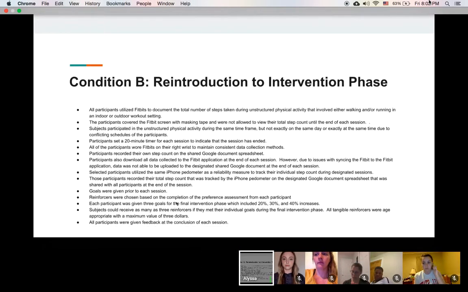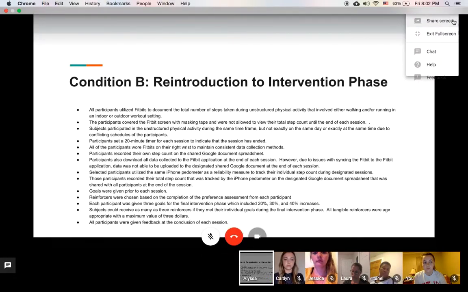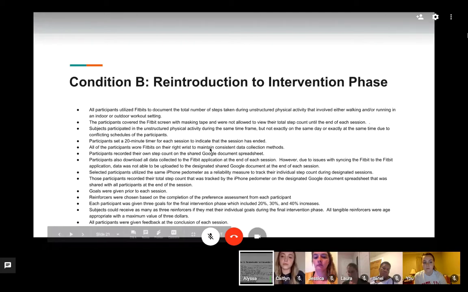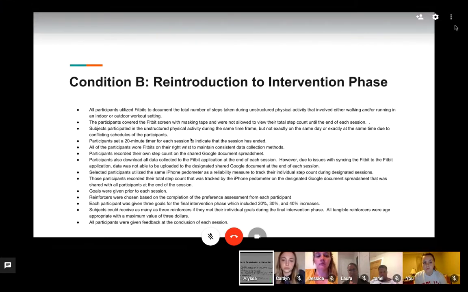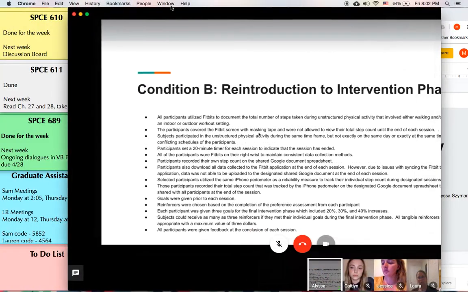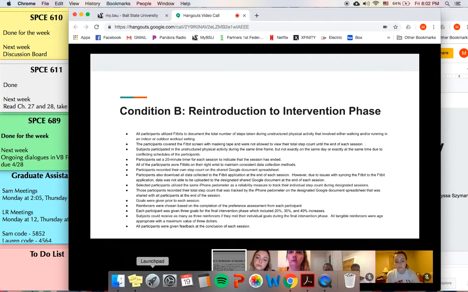So for the reintroduction to intervention phase, again, all of us, the participants, utilized the same Fitbit throughout the study, and we again either walked or ran indoors or outdoors. We did not use masking tape during this phase because we were encouraged to actually look at our Fitbits throughout each session.